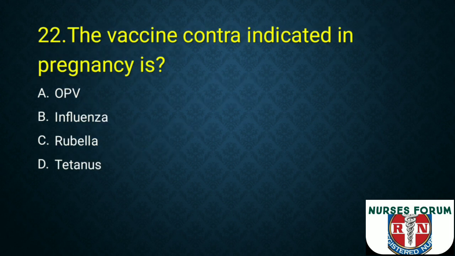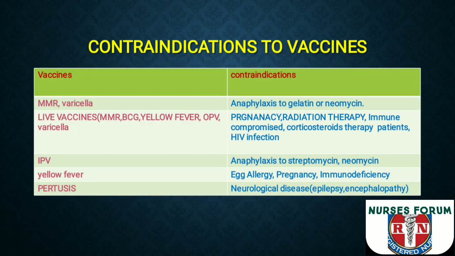The vaccine contraindicated in pregnancy is OPV, influenza, rubella, tetanus. Right answer is rubella. We can see the contraindications of vaccines. MMR and varicella vaccines are contraindicated in anaphylaxis to gelatin or neomycin.